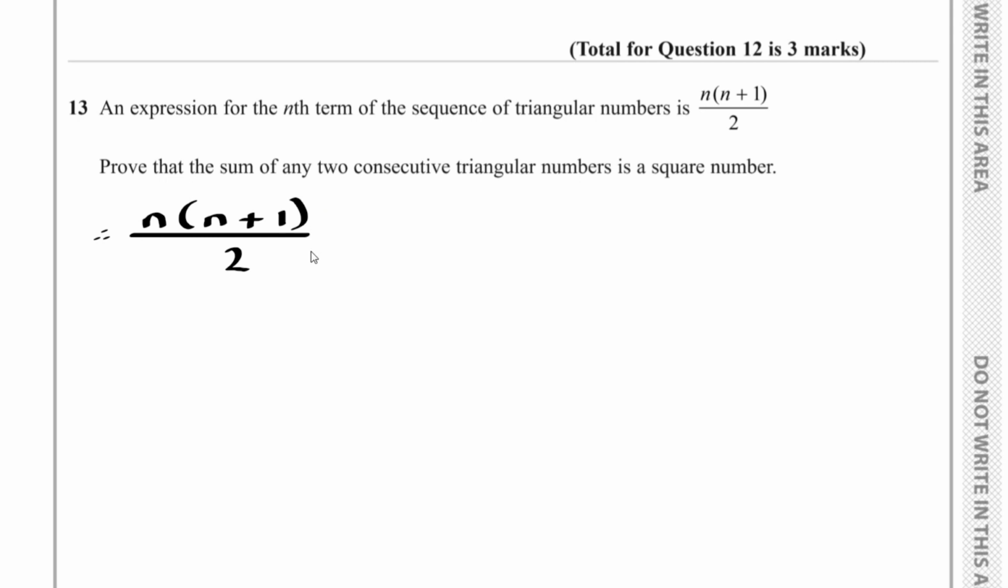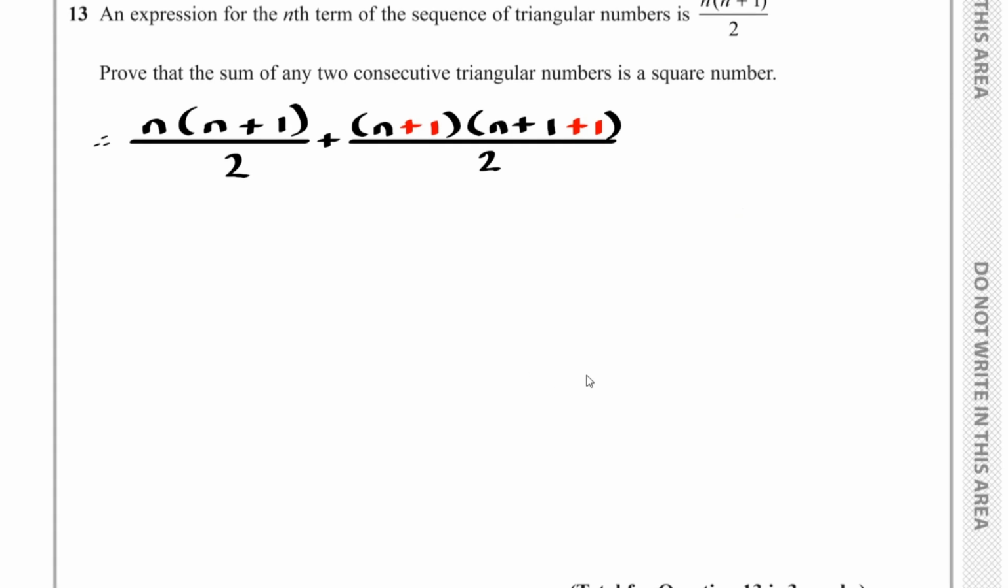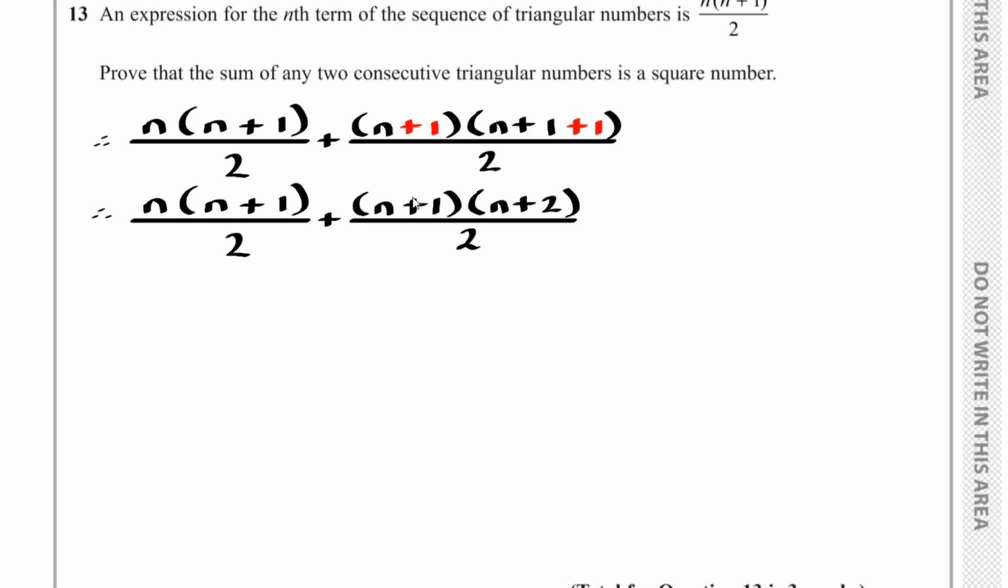The next triangular number, well, I need to add the following. I've got this n, and then I add 1 to it. Then I've got this n plus 1, and then I add 1 to it, and then divide by 2. So here we've got the sum of any two consecutive triangular numbers, and we need to show that this sum is a square number. So, I've got this n times n plus 1 over 2, and the n plus 1 times n plus 1 plus 1 over 2 can be simplified to n plus 1 times n plus 2 over 2. Now, I've got this common denominator of 2.